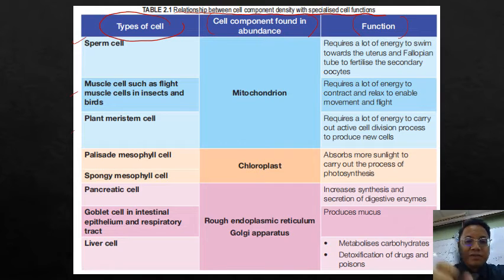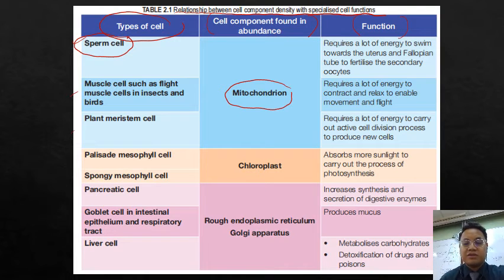For example, the type of cell which is sperm cell. Sperm cells have an abundant number of mitochondria. They have a lot of mitochondria. Why? Because they need mitochondria to generate extra energy, which enables the sperm cell to swim towards the uterus and fallopian tube to fertilize the secondary oocyte.